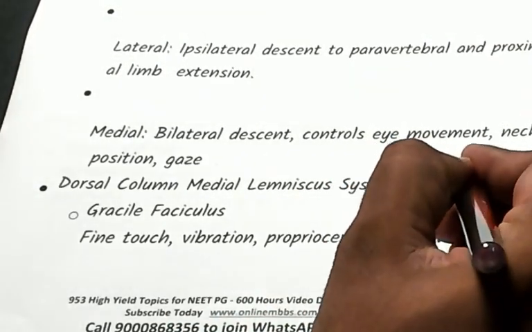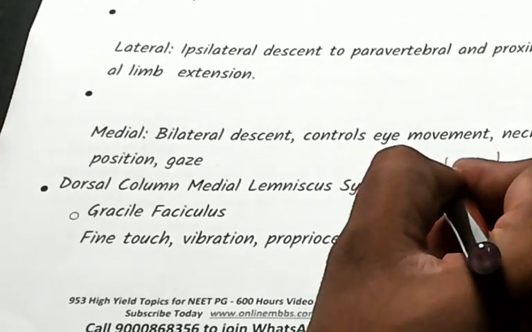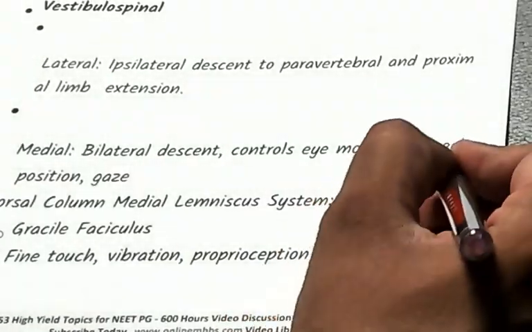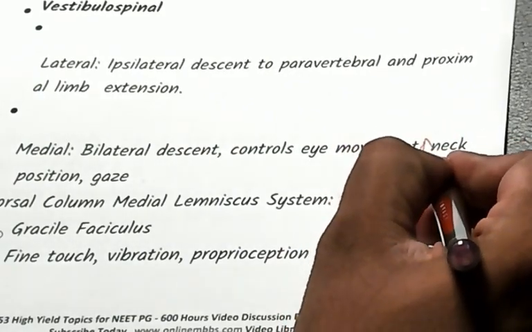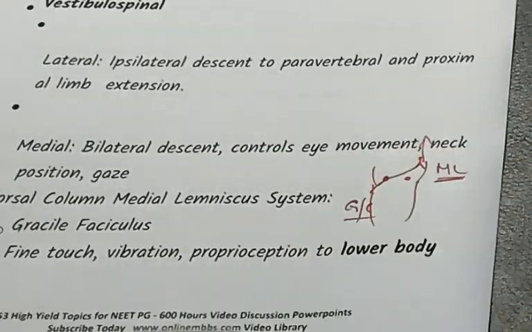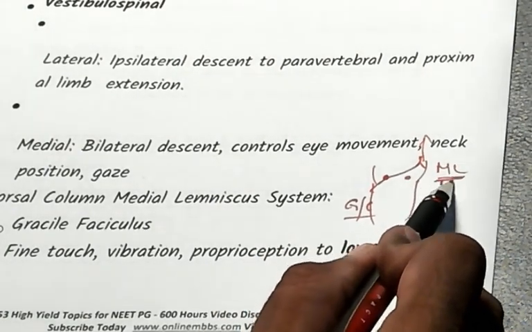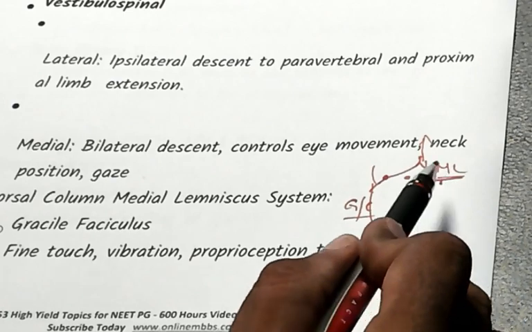And by the time they reach the lower medulla, they go to the contralateral side and they travel up as medial lemniscus, is what you need to remember. Lemniscus always contains second order neurons. We have discussed this many times.